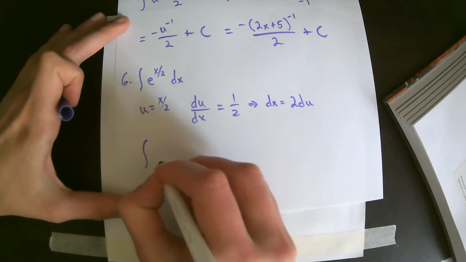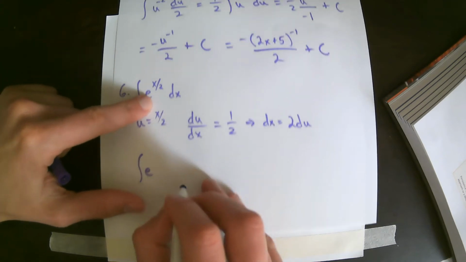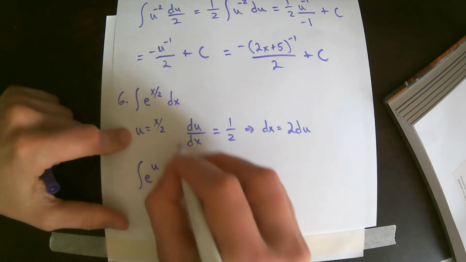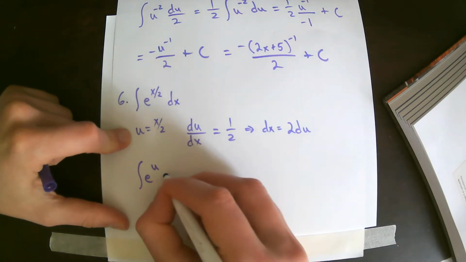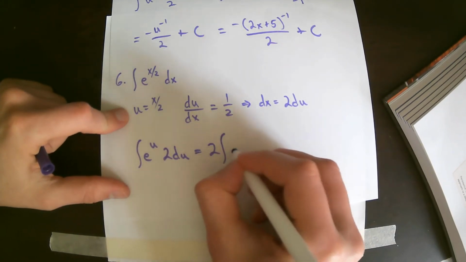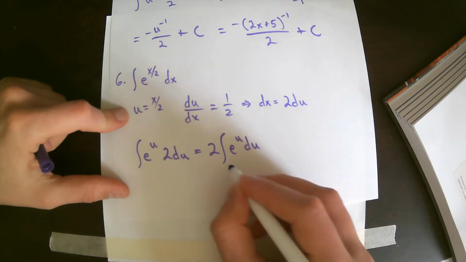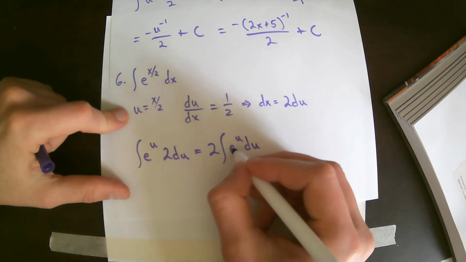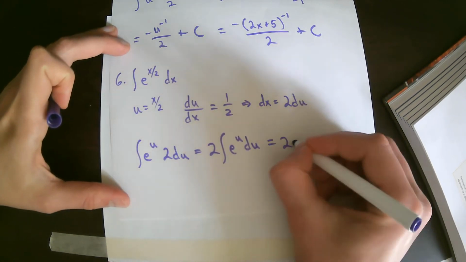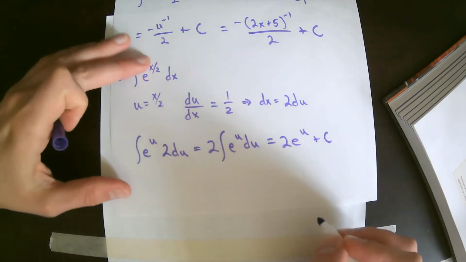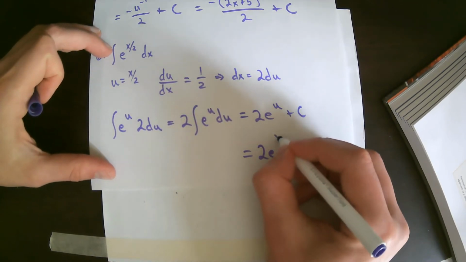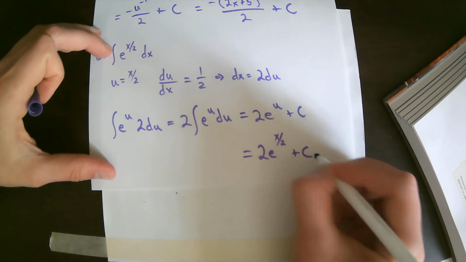Now I'm ready to do my replacing, so e to the u, because x over 2 is replaced by u. dx is replaced by 2 du. I can pull that 2 all the way out, e to the u du, but the integral of e to the u du is just e to the u. So 2 gets attached. There we go. And then replace u with the function of x. There we go.